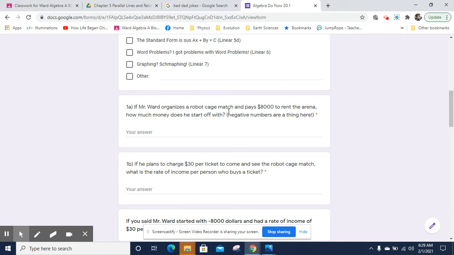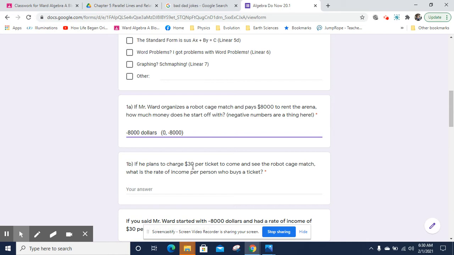So if Mr. Ward organizes a robot cage match and pays $8,000 to rent the arena, how much money does he start off with? Negative numbers are a thing here. So I'm going to start off with negative $8,000. That's what I'm starting off with. Since I'm starting off, you might think of that as a y-intercept, negative 8,000. At 0 tickets sold, that's $8,000 in debt.